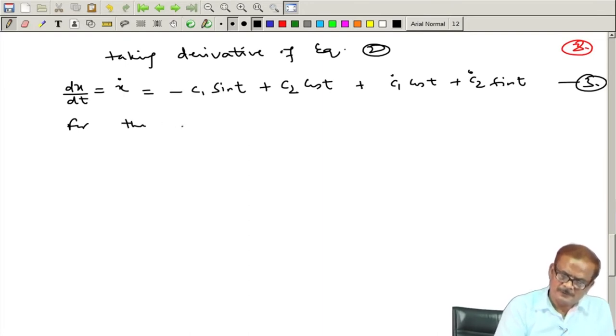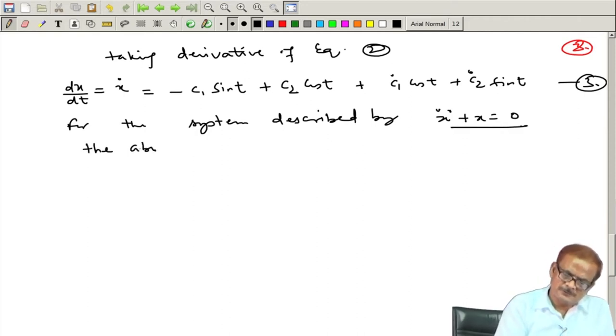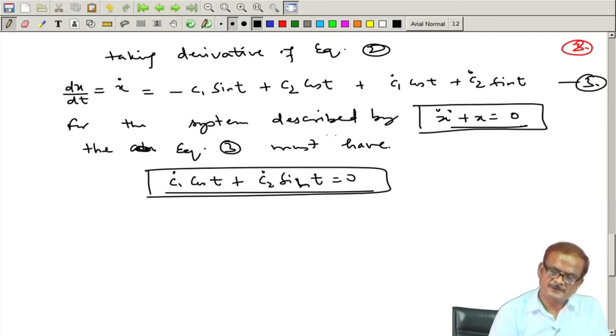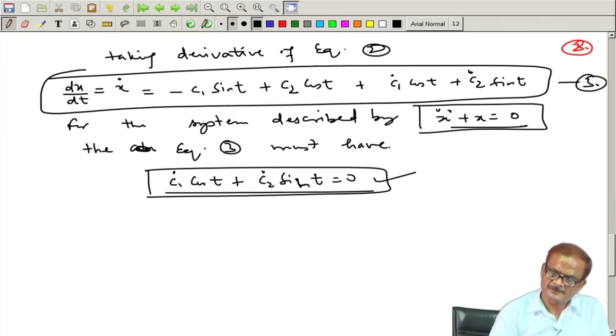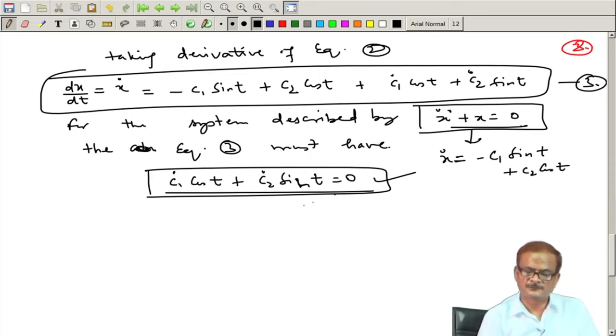For the system described by x double dot plus x equal to 0, equation 3 must have c 1 dot cos t plus c 2 dot sin t equal to 0. So, what does it mean? For this system, if we want to apply this solution, then we must take this quantity to be 0, as we are aware that the solution to this system is only x equal to c 1 cos t plus c 2 sin t, x dot equal to the first integral, minus c 1 sin t plus c 2 cos t. This is the first integral, and therefore, this must be 0 for this.